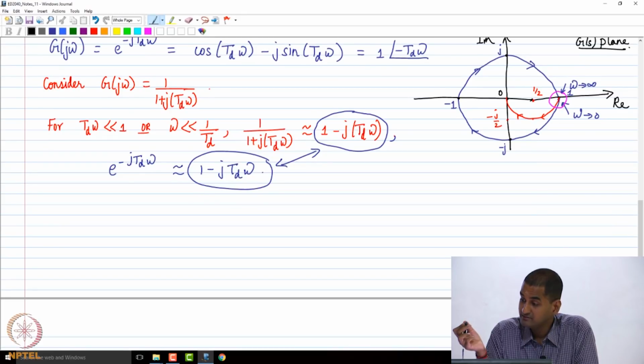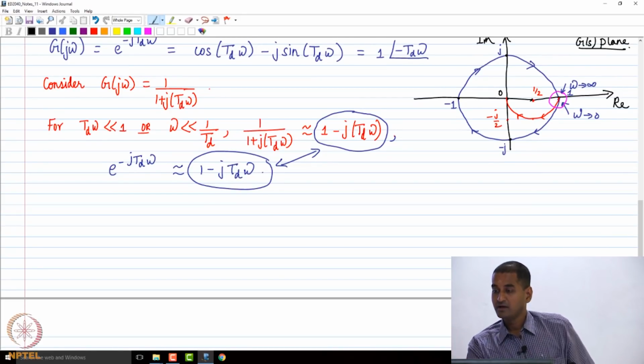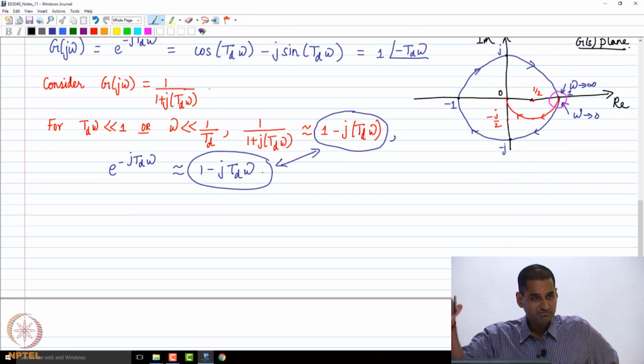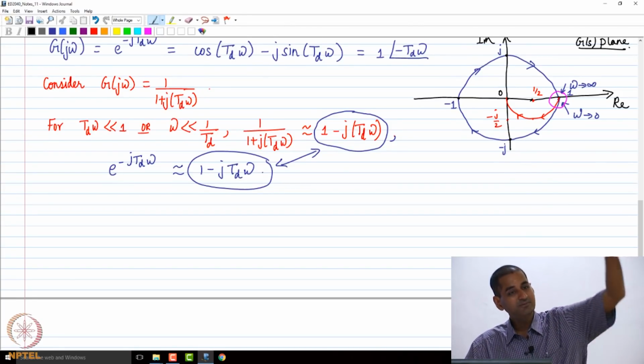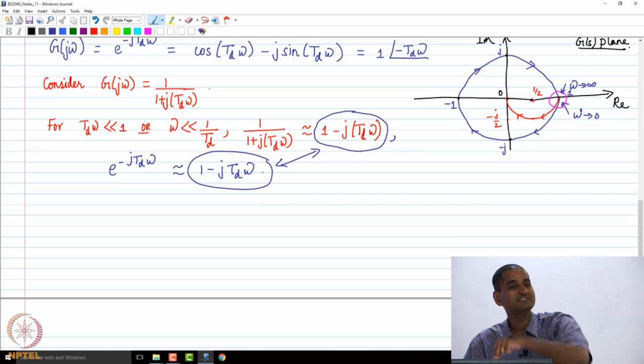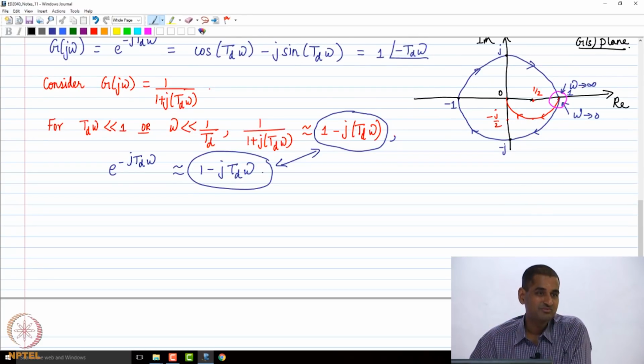Omega tending to 0 where? On the top? No, omega tending to 0, it starts from down. At omega equals 0, it starts from 1, 0, and comes into the fourth quadrant. As omega tends to infinity, once again it finishes at 1 comma 0. So for this transport lag, the starting point and the ending point are the same.